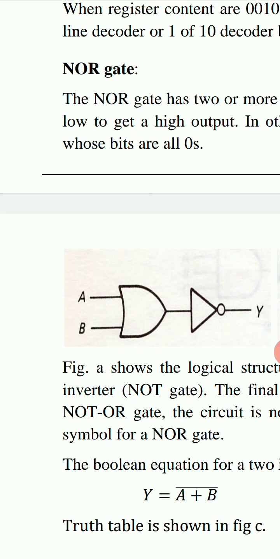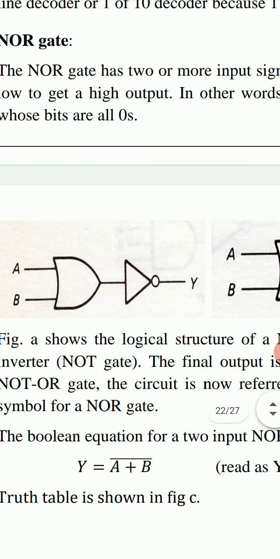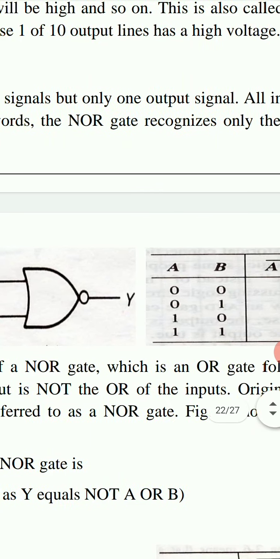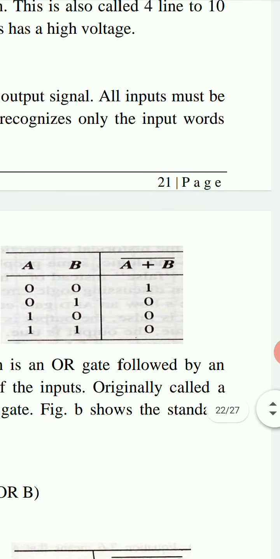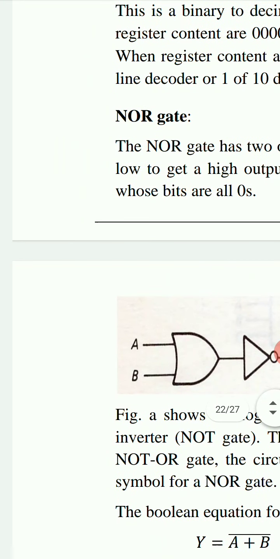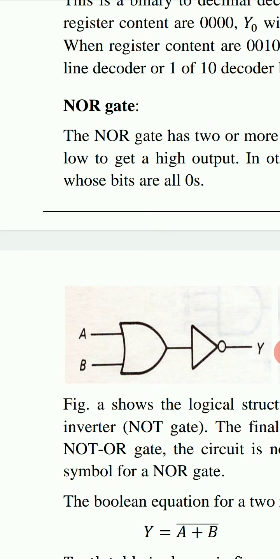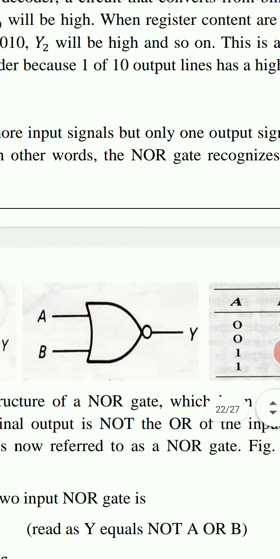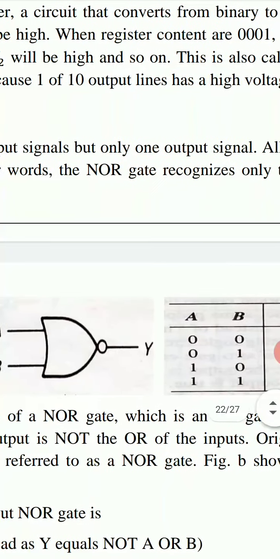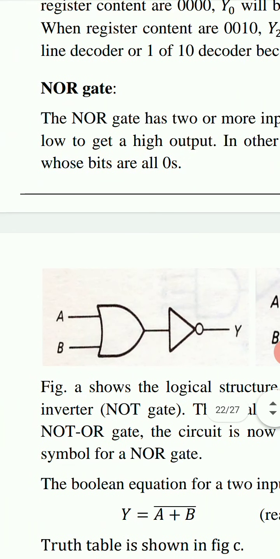Now we come to the next logic gate, that is the NOR gate. The NOR gate has 2 or more input signals but only one output signal. All inputs must be low to get a high output. In other words, the NOR gate recognizes only the input words whose bits are all zeros. If all input bits are 0, the output of the NOR gate will be 1. It recognizes that input word for which all input bits are 0.